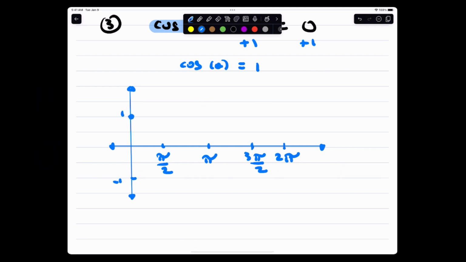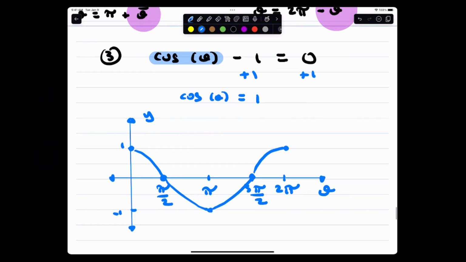So remember, cosine starts at 1, and it goes down to the intercept, the minimum value, back up to the intercept, and then to the maximum value. Here's theta, and here's y. So if you said to me, hey, Mr. Judge, where is cosine 1? Well, there's 2 values where cosine is 1. What are they?